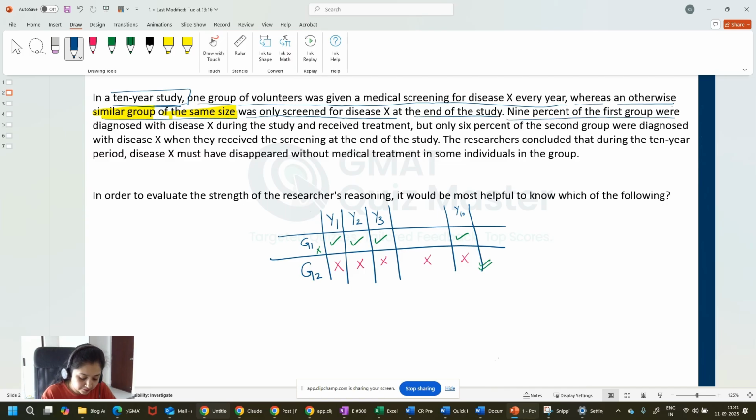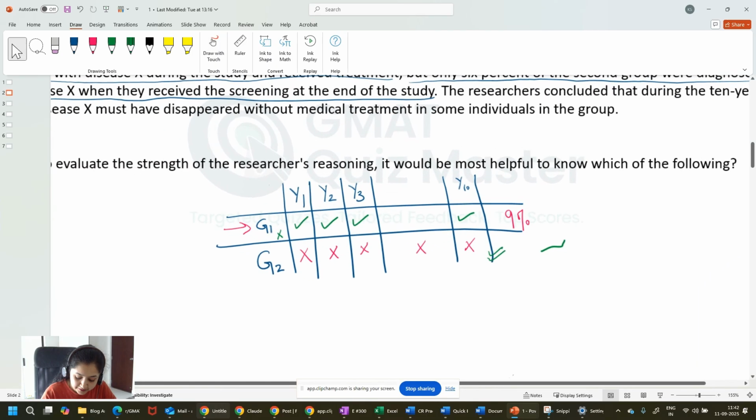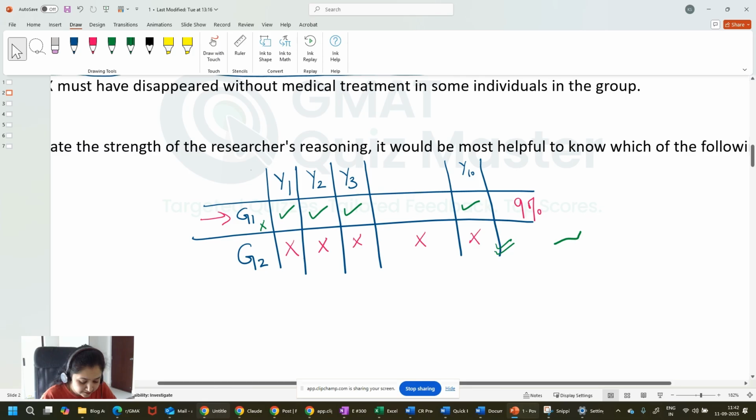9% of the first group were diagnosed with disease X during the study and received treatment. So we know that in group 1, that is G1, 9% people were found to have disease X, and this is in the entire 10 years duration, and they also received treatment for it. All right. What about the second group? But only 6% of the second group were diagnosed with disease X when they received the screenings at the end of the study. So here is a difference. The first group had 9% people affected. The second group is found to have only 6% of the people having disease X.